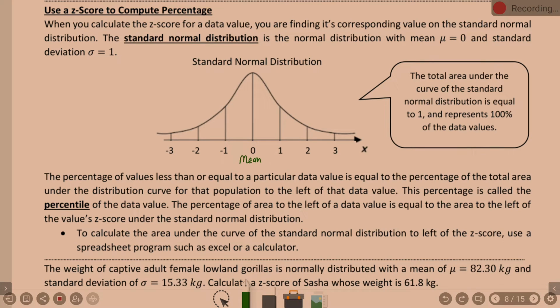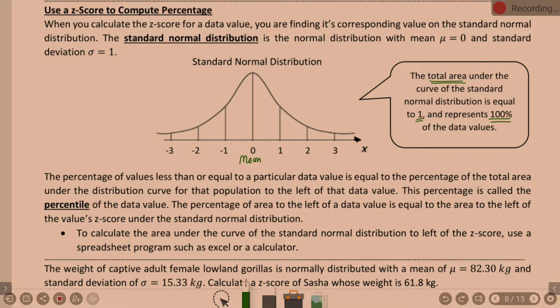Now, we also talked about this yesterday. The total area under the curve of the standard normal distribution is equal to 1, and represents 100% of the data values. So underneath your curve is 100% of the data. Okay? Spread out like we talked about yesterday with those 68, 95, and 99.7 percentages.